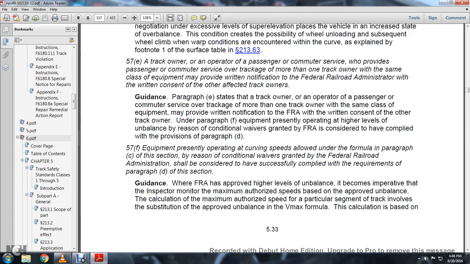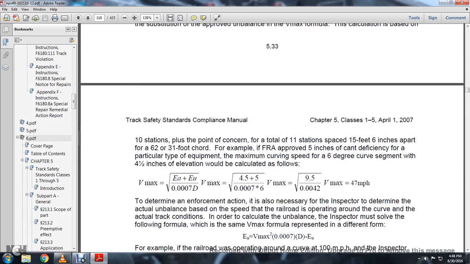The calculation of maximum authorized speed for the particular segment of the track involves substituting the approved unbalance into the Vmax formula. The calculation is based on the 10 inches in station plus the point of concern, the total of 11 stations, over a space of 15.5 feet, or a 62 by 31 foot chord.